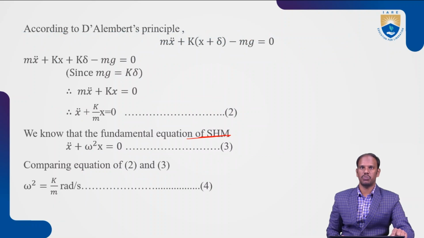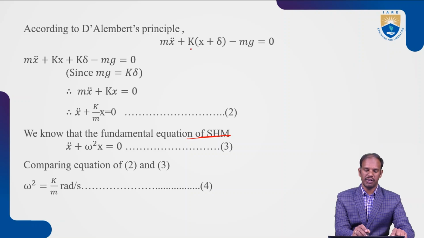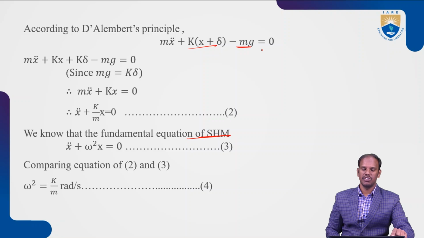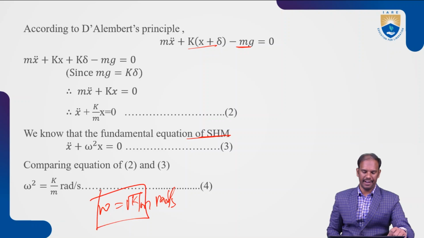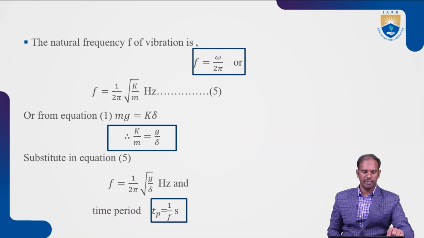All the input plus output will be 0. So input will be k, and mg is mass and gravitation. The forces should go to 0. Comparing equations 2 and 3, omega square is k by m. Omega equals the square root of k by m radians per second. Please remember this as omega n. So natural frequency is given in these terms.